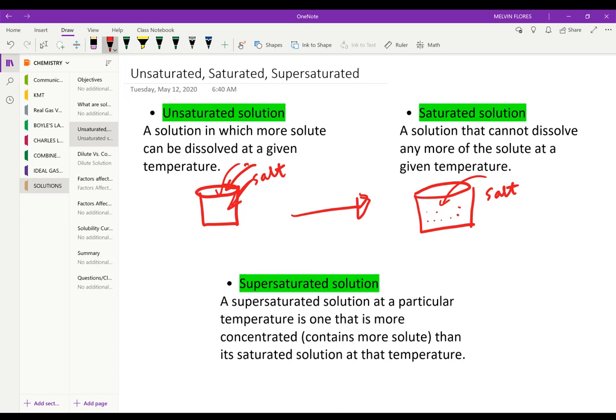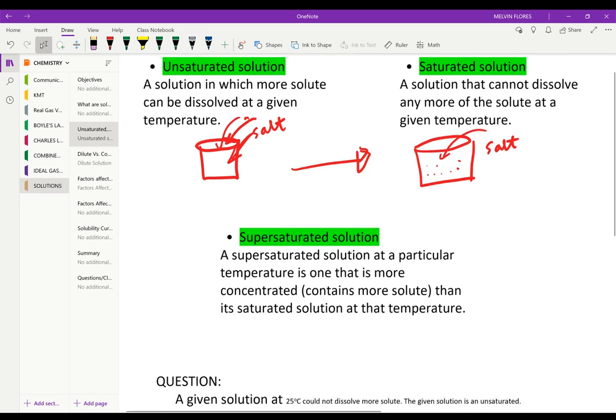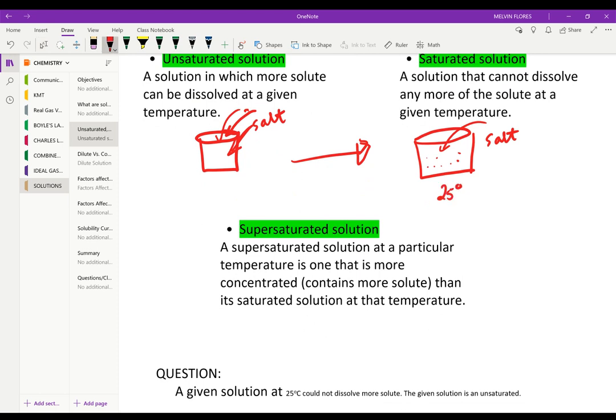Okay, and then when this saturated solution cannot dissolve any more solute at a given temperature, and you want to add more salt, what are you going to do? For example, this is at 25 degrees Celsius, and you want to add more salt to it, and still the salt is not being dissolved. That is where you're going to form a supersaturated solution by increasing the temperature. For example, this is now 25 degrees, and then we're going to add heat to this solution of water.